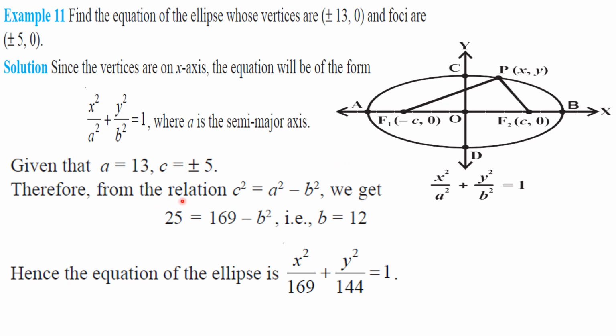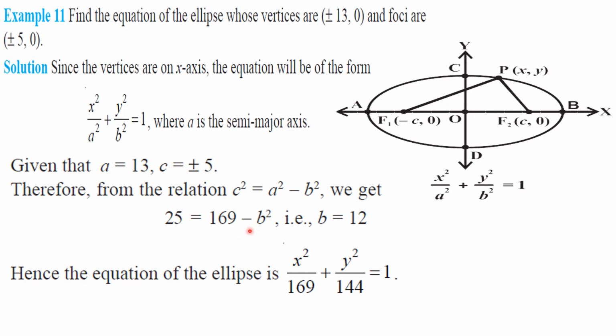Therefore, we know the relation between a, b and c. c square is equal to a square minus b square. Do you remember this relation between the values a, b and c of an ellipse? Right. In this equation, let us substitute the a and c values to get the value of b. So c square, what will we get here? c square value 25 is equal to, what is the value of a here? 13. So 13 square, 169, minus b square. Understood this step, my children?